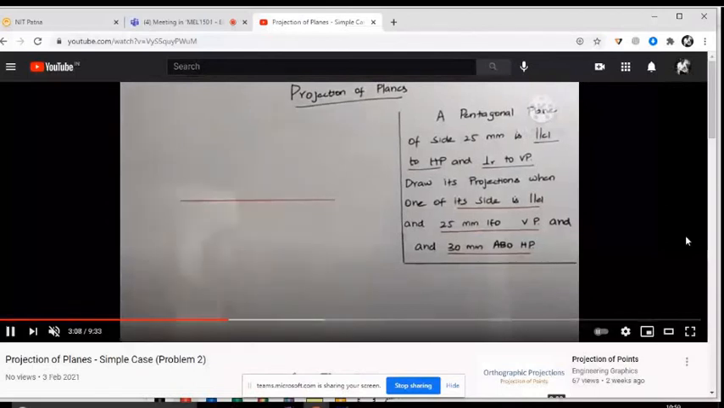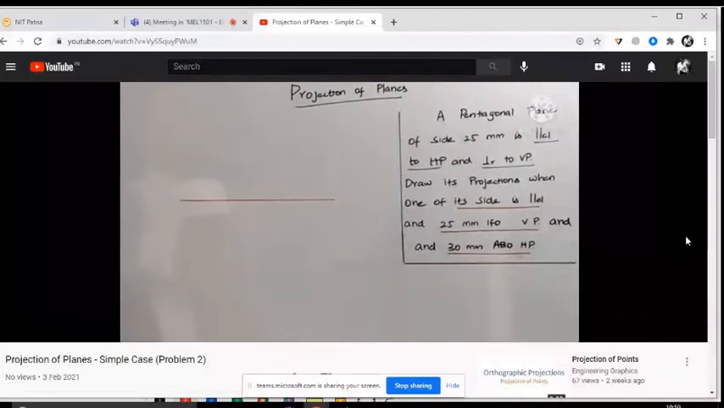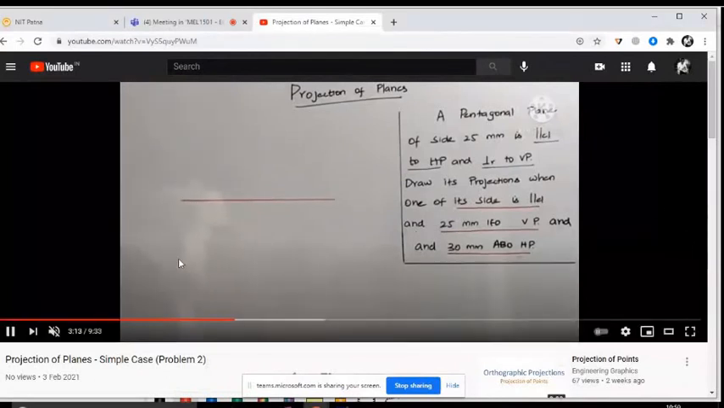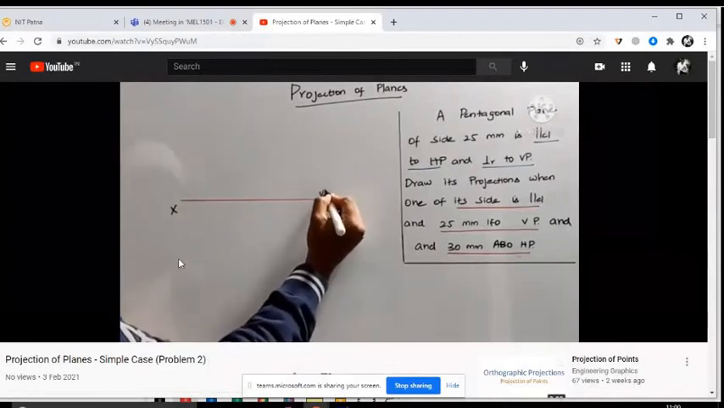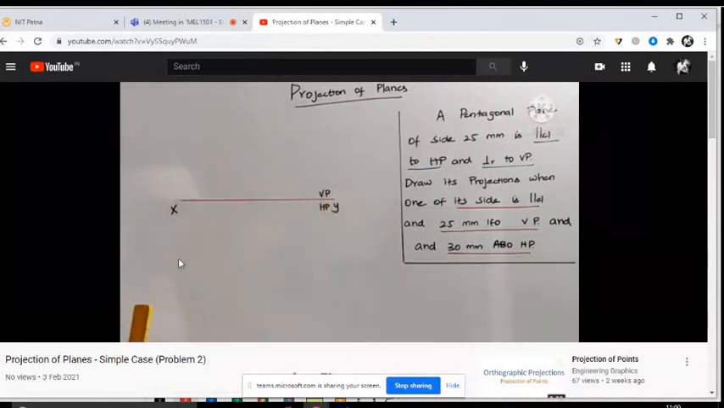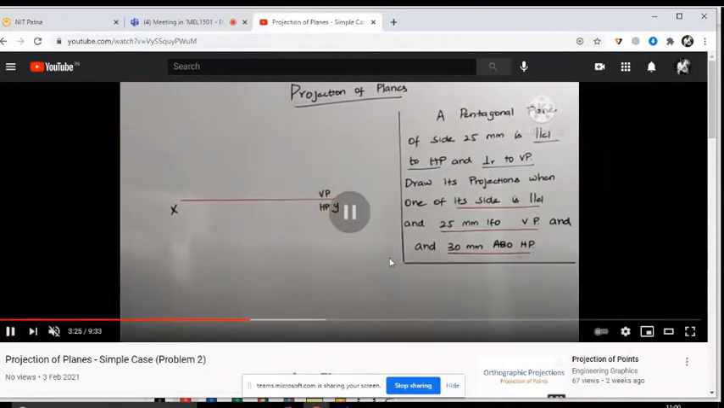We'll start that. First I will draw the reference line. Then I'll start with the view where the true shape is visible, so that means I'll start with the top view. The next question is, in the top view, whether the 25 mm distance will be visible or the 30 mm will be visible.